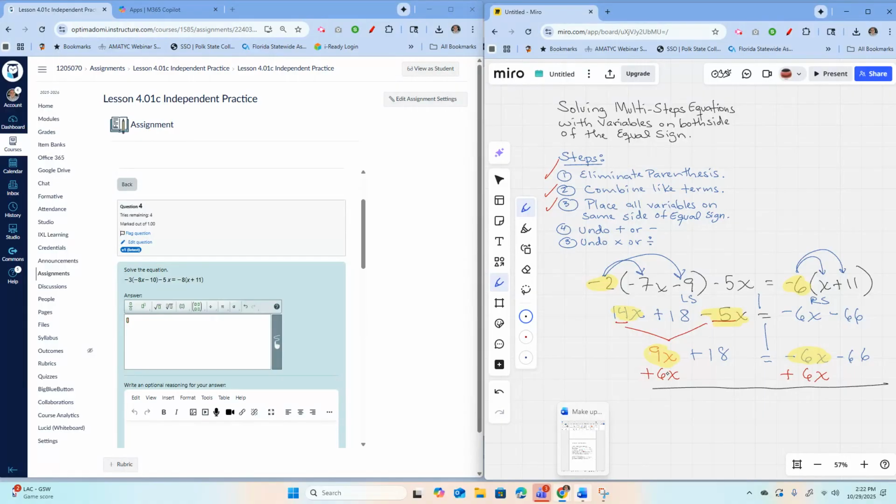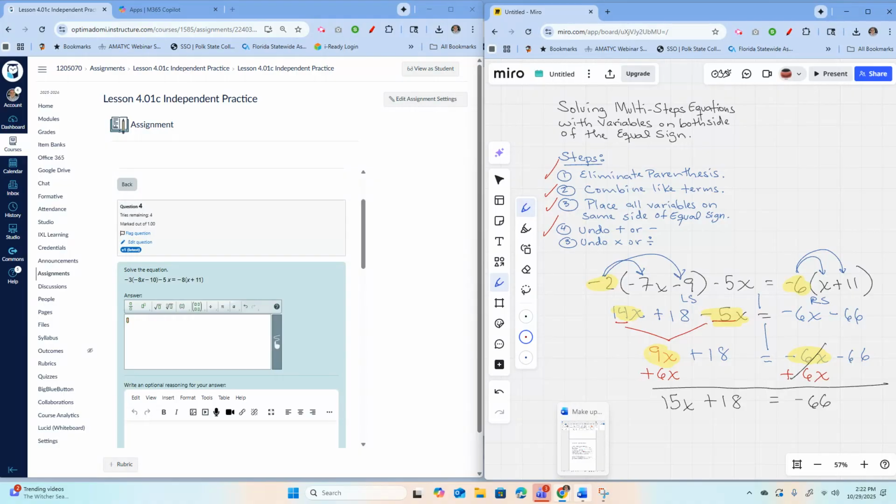Now let's start simplifying. 9 plus 6, that's 15. Keep the x. Drop the plus 18. Drop the equal. Minus 6x plus 6x, that's 0. That cancels out. Drop the minus 66. And we did step number 3.